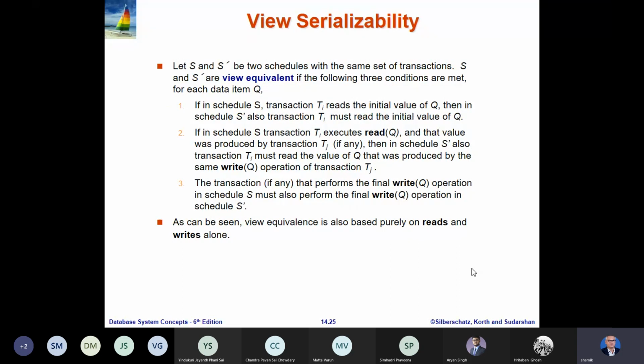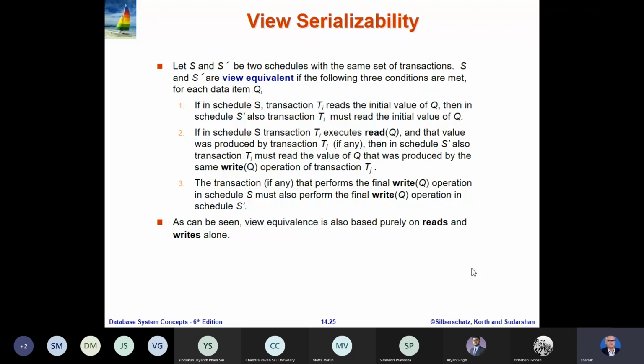So if S and S prime are two schedules with the same set of transactions, S and S prime are view equivalent if the following three conditions are met for each data item Q. So what are these? If in schedule S transaction Ti reads the initial value of Q, then in S prime also Ti must read the initial value of Q.